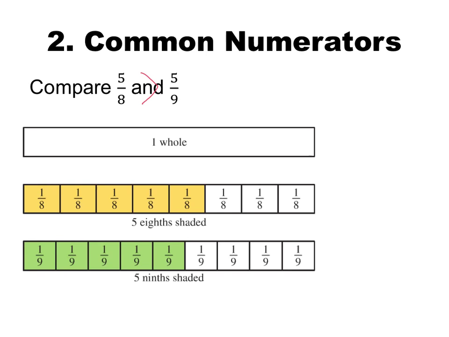However, let's compare the sizes of those pieces. From our picture we see that these pieces up here are bigger than these pieces down here. And so when we have a smaller denominator, that means we have bigger pieces. And so if we select the same number of bigger pieces than smaller pieces, we're going to get a bigger overall quantity. And so that's why 5/8 is bigger than 5/9.